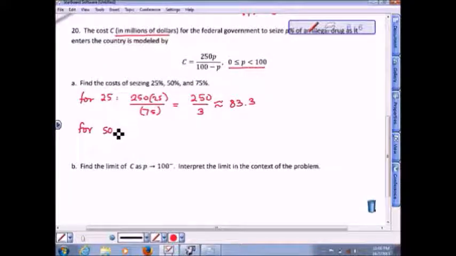Now, if they really up their efforts and are aiming for 50%, that follows the model: 250 times 50 over 100 minus 50, which is 50. Now, these two values are going to cancel out, so that's $250 million. So they double their efforts, but their costs more than double, up to $250 million. So we're seeing a pattern here.